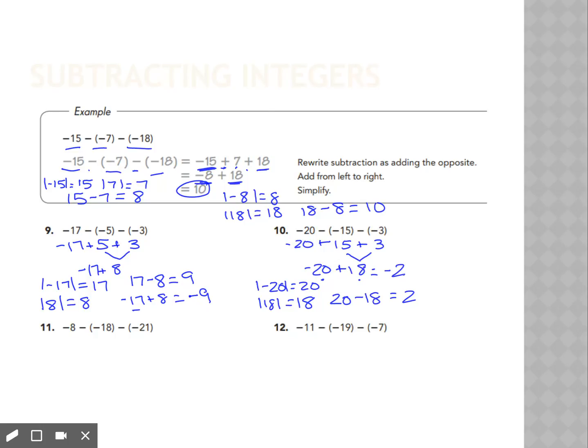Again, this is the time where I would like you to pause the video, try numbers 11 and 12 on your own, and then come back and check your steps against mine.